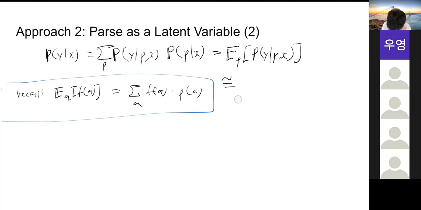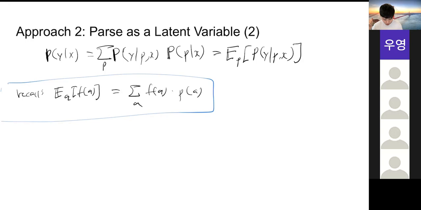So probably it's not the best way to write. Just a second. What I was trying to say is you sample p, and you just consider your samples as your entire distribution, and then you will not have any bias. That's really the good thing about this formulation, because you're making this an expectation over p of P of Y given p and X.